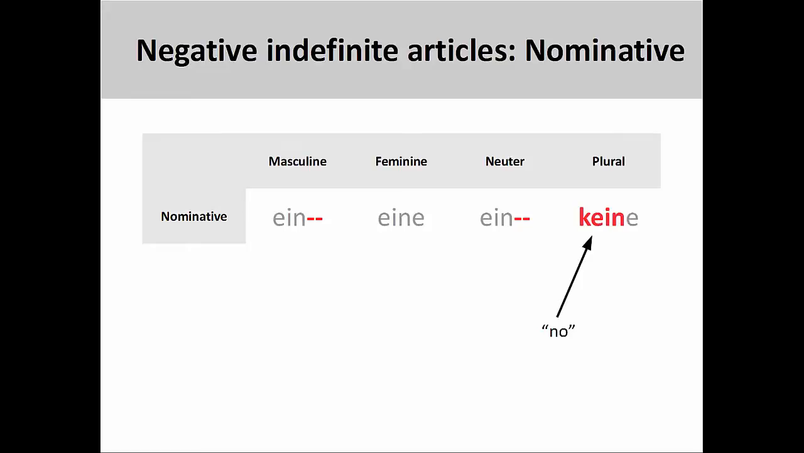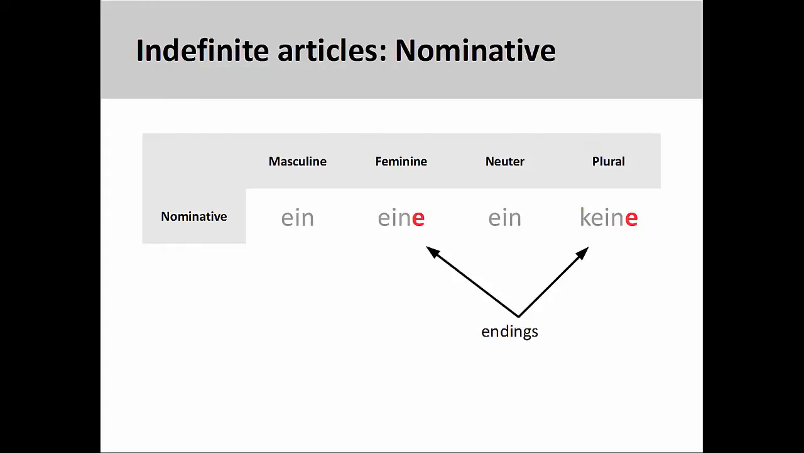I'm using the negative indefinite article kein for plural nouns in this presentation, as we cannot say a trees, but we can say no trees. As you see here, the plural negative indefinite article in the nominative case is keine. I will discuss negative indefinite articles in a later presentation. The endings for the feminine and plural indefinite articles in the nominative case are e, which is similar to the pattern we saw in definite articles.